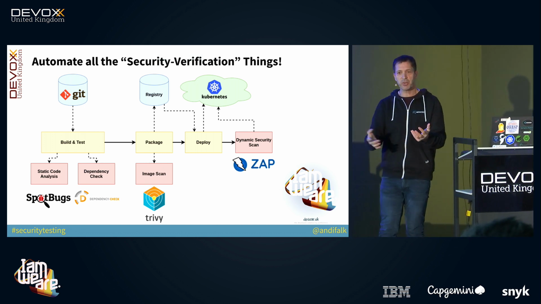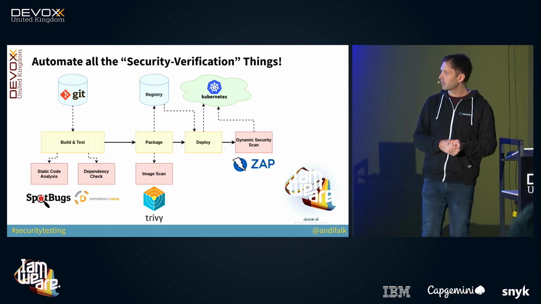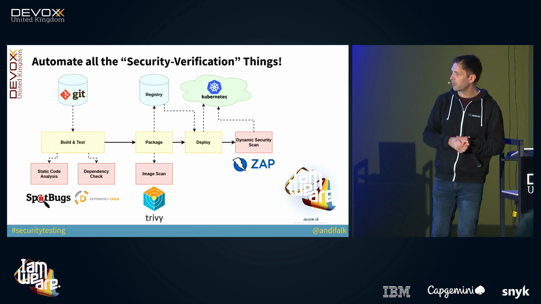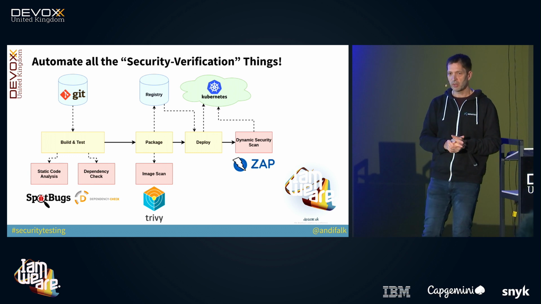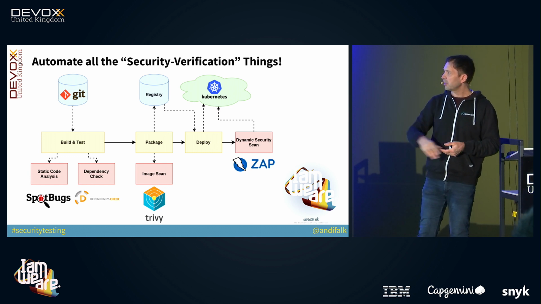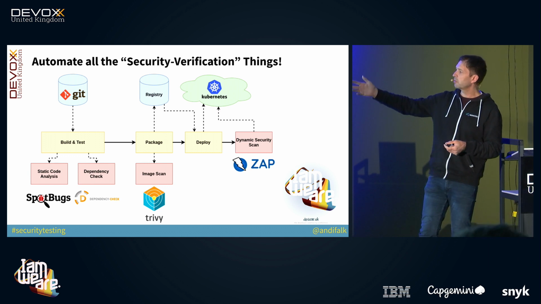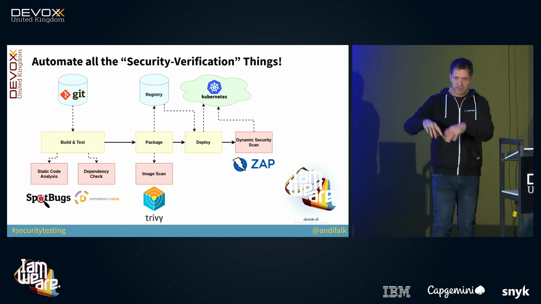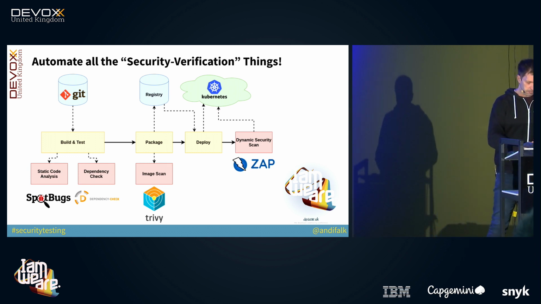Up to that stage, you can automate all those things in the security-related world. So put static code analysis and dependency check in the first stages, then do an image scan if you're running containers in Kubernetes. Then you deploy your application to the Kubernetes cluster, and then you can put in a dynamic security scan using the ZAP tool. So these things can all be automated up to now.